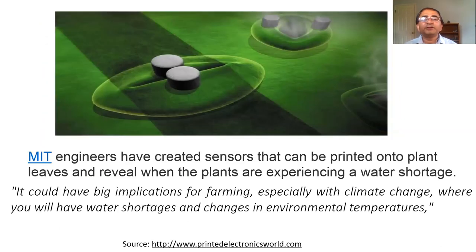Now, MIT engineers have created sensors that can be printed onto plant leaves and reveal when the plant experiences a water shortage. They have printed sensors on the leaves, and they will tell you when there is a need for watering the plants. It's very important, especially with climate change, water shortages and increases in environmental temperatures. So these are some potential applications. You can think of more applications out of that.